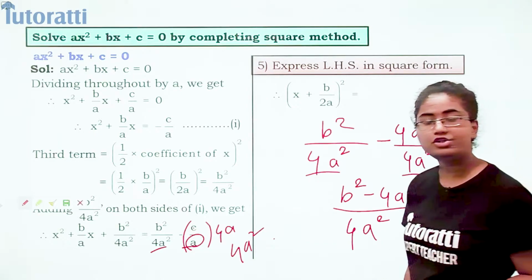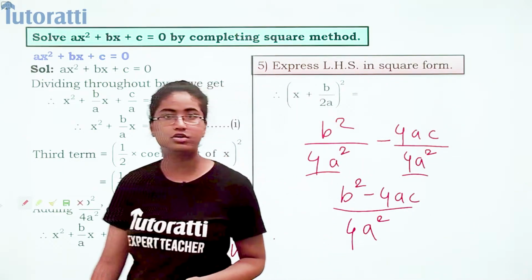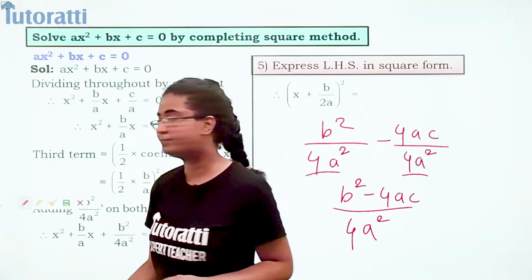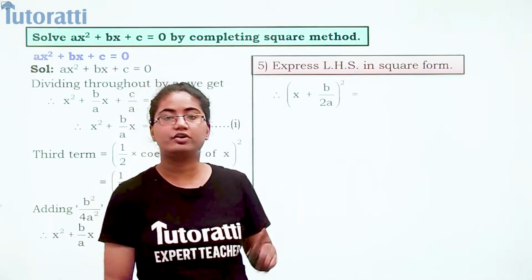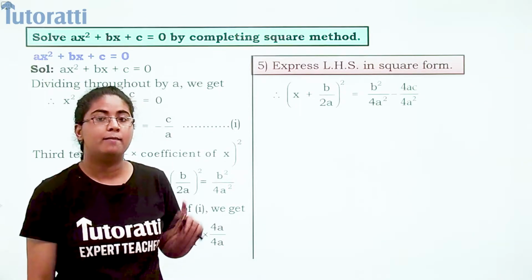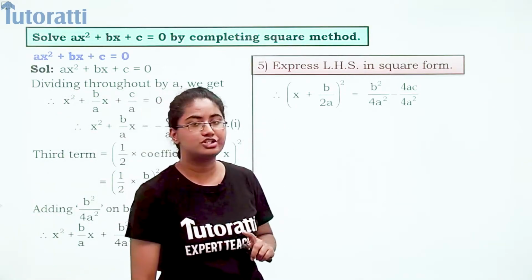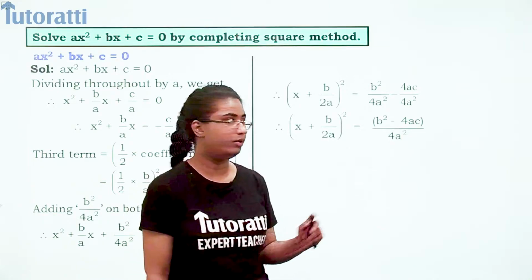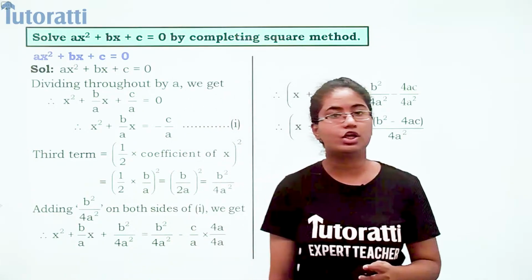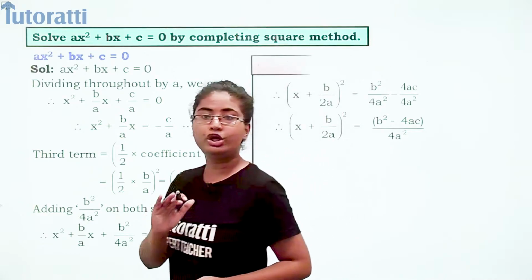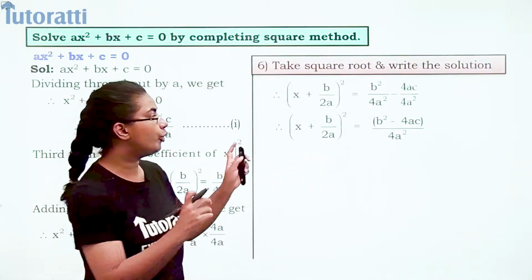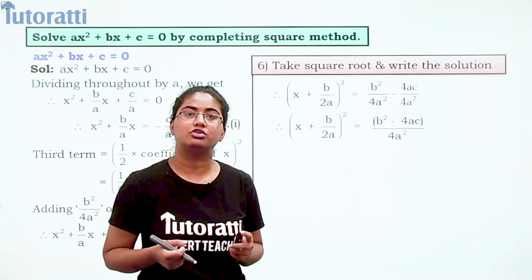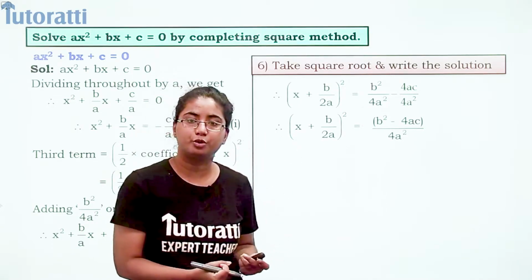Is this understood? How did we perform fraction subtraction? So our right hand side term will be b square minus 4ac upon 4a square. Fine? Then once you have simplified the entire equation, what do you do then? You take the square root of both the sides and obtain the solution, right?